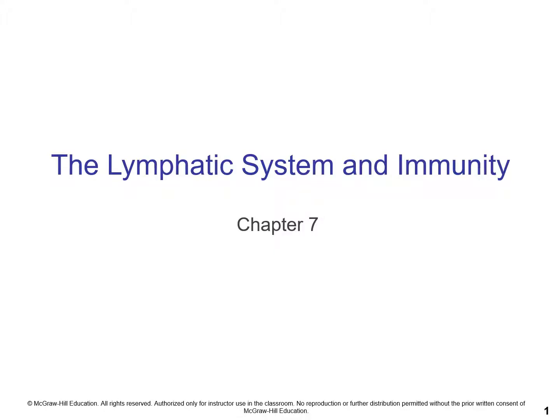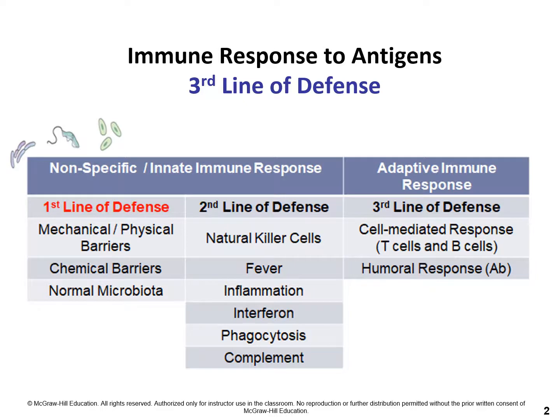In the last video, I talked about the first and second lines of defense of the immune system. And in this lecture, I'll talk about the third line of defense. So once the bacteria or viruses get past the first and second lines of defense, then they're faced with a stronger third line of defense, the adaptive immune response.